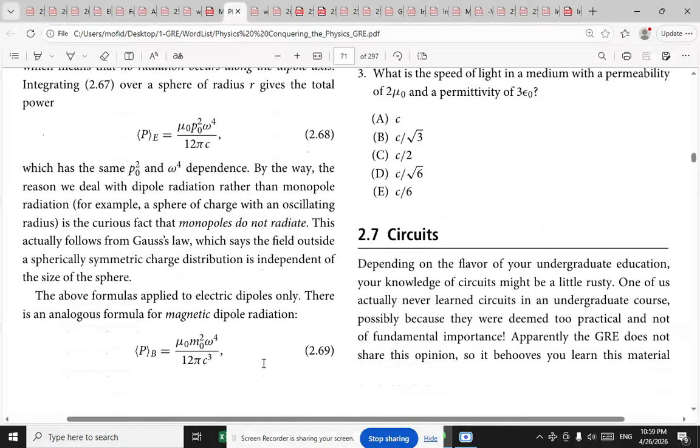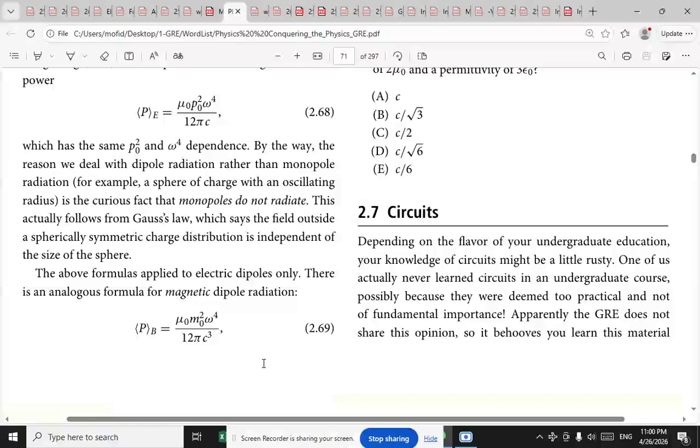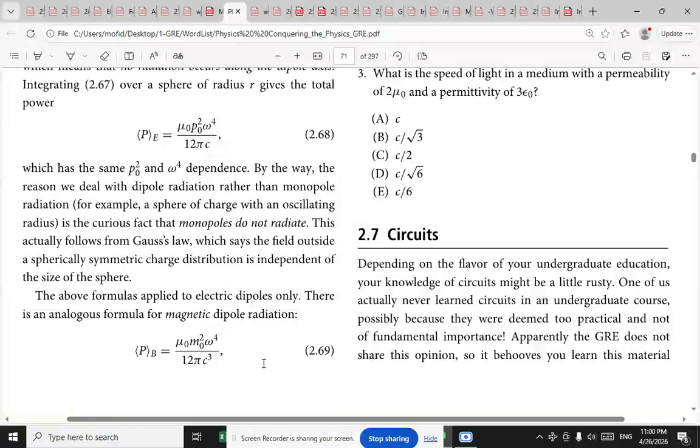The above formulas apply to electric dipoles only. There is an analogous formula for magnetic dipole radiation. P is equal to mu zero m0 squared omega to the power of 4 divided by 12 pi c cubed.